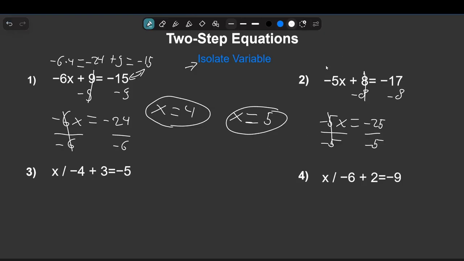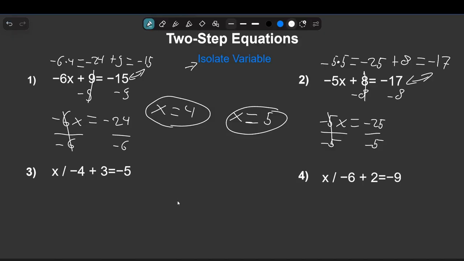Again, we can check this by plugging it in right here. So we're going to do minus 5 times 5, and minus 5 times 5 will equal minus 25, and we're going to add the 8 to this, and for our answer we will get minus 17. Again, this shows us we are correct because they line up perfectly.